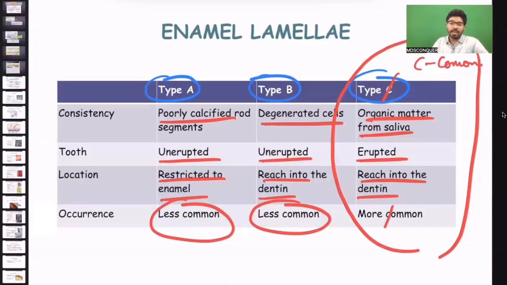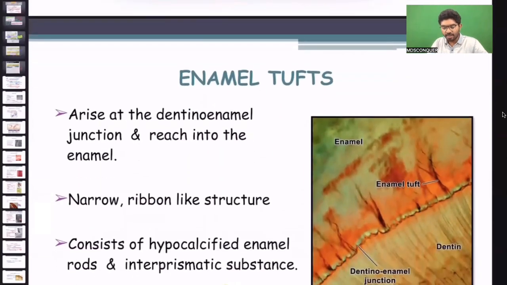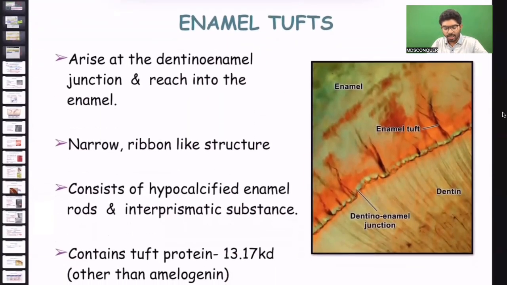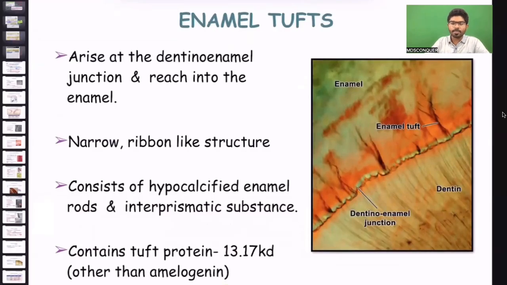Which structures are leaf-like? L for L, leaf-like lamella. Then our ribbon-like fellow came. Who is the ribbon? Ribbon is tree. You can remember it as tree, tufts. So, enamel tufts.